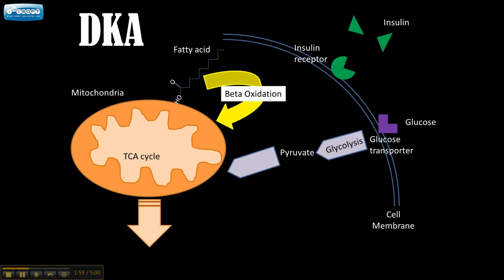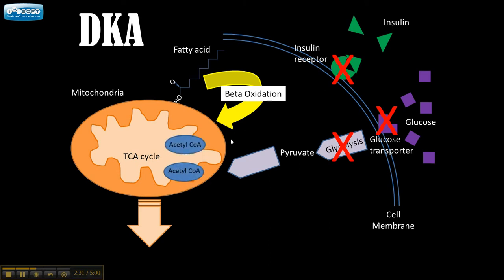In a patient that has DKA, now we're looking at a different scenario. We have a scenario where we have no insulin or very low insulin, and so we're not able to bind insulin to the insulin receptor. What this means then is that glucose is not getting transported into the cell, and it's not undergoing the process of glycolysis. So in order to produce energy in the form of ATP, we have to go through another route, and that route is through the beta oxidation of fatty acids.